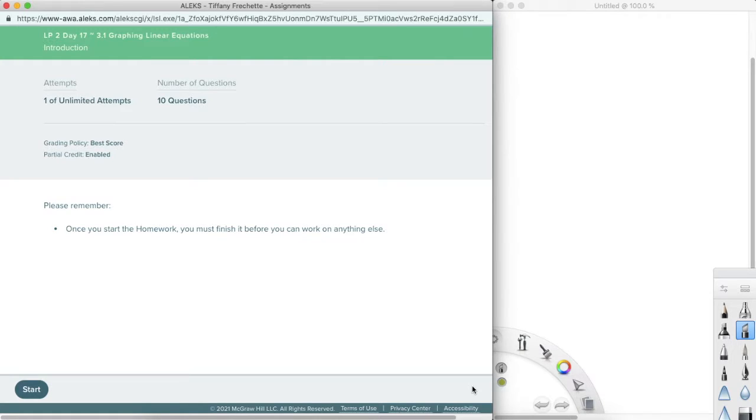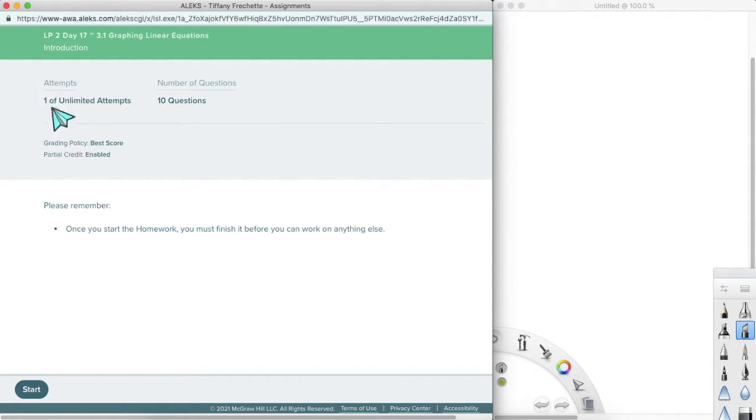All right, so we are in Chapter 3, Section 1, called Graphing Linear Equations. Just as always, I'm going to start off the video with a little tutorial here, just making sure you understand what you see on your screen. So this is what you will see when you open up your homework, with the exception of just a couple of things, because this is the teacher preview.